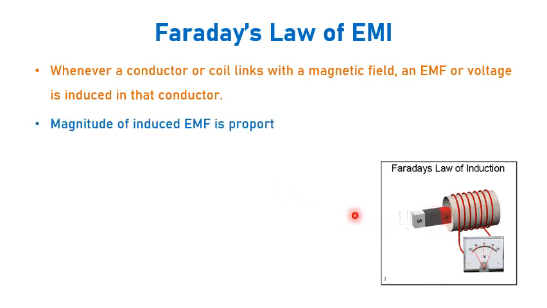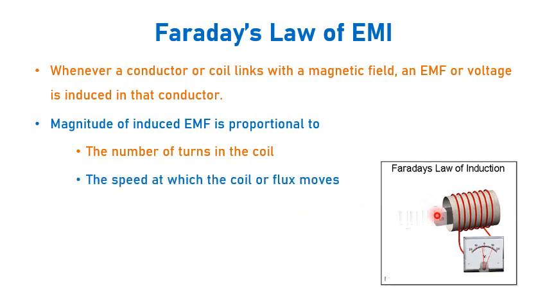Now the magnitude of the voltage induced is proportional to the number of turns in the coil. The more the number of turns, the more will be the voltage, and it also depends on the speed at which the coil or flux moves. If the magnet is moving in and out fast, then the voltage induced also will be high.